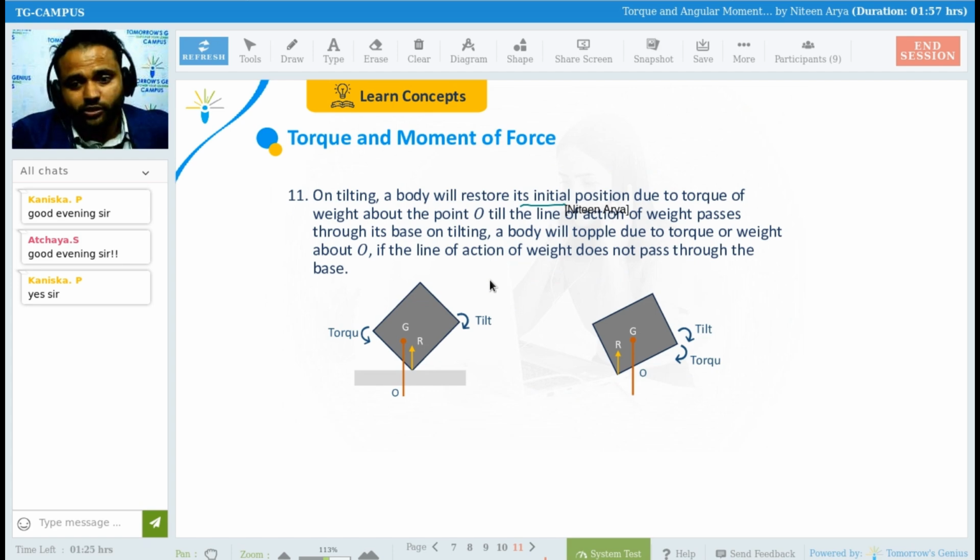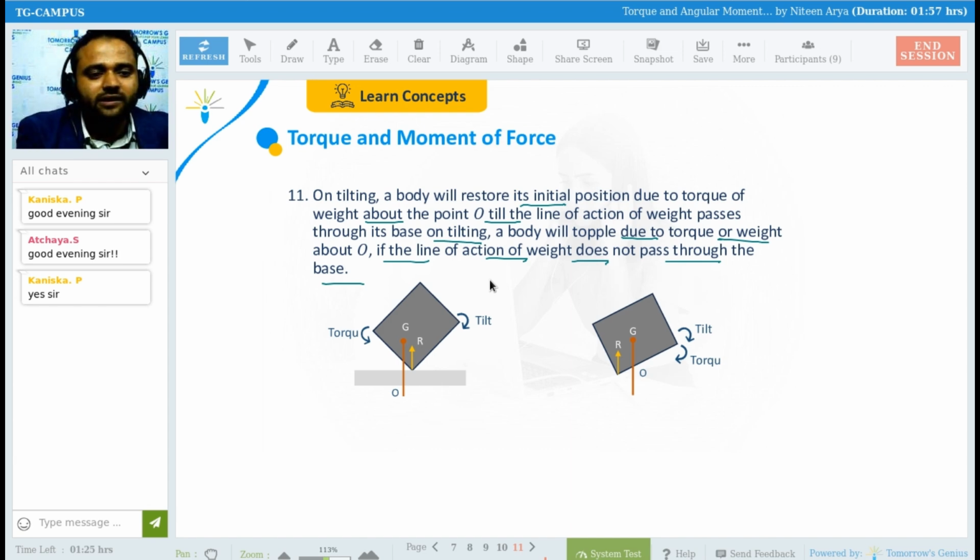it will restore its initial position due to the torque of weight about the point O, till the line of action of weight passes through its base. On tilting, a body will topple due to the torque of weight about O if the line of action of weight does not pass through the base. What does it mean? Whenever we tilt, the body is going to completely rotate itself due to the weight of that particular body, or due to this particular torque around this particular axis.